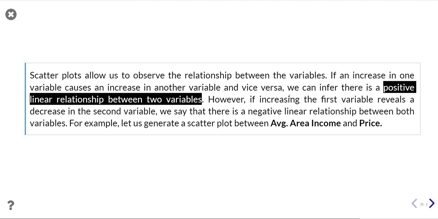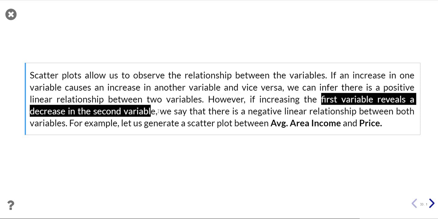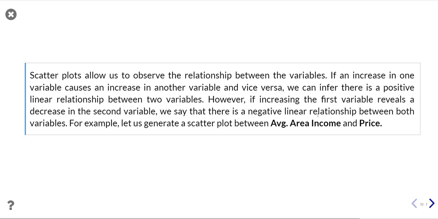However, if you see the other way around, which means if the first variable reveals a decrease in the second variable, that means it's a negative linear relationship. Later we will see again when we draw, do we have a positive linear relationship, or do we have a linear relationship? So let us try to generate a scatter plot now between those two things, average income and the price.